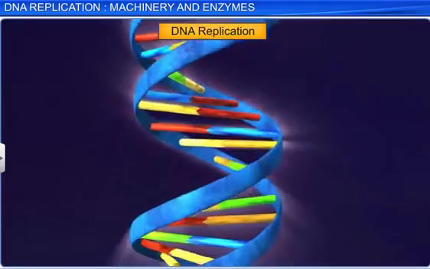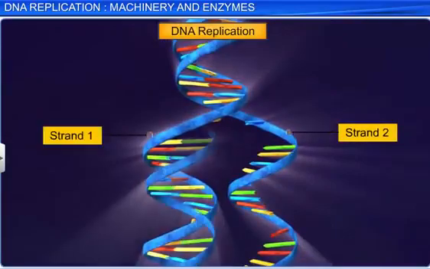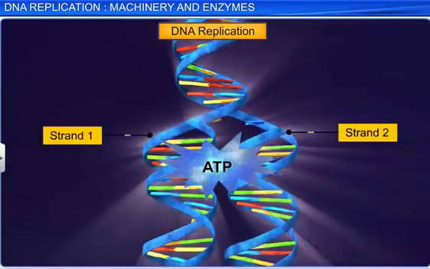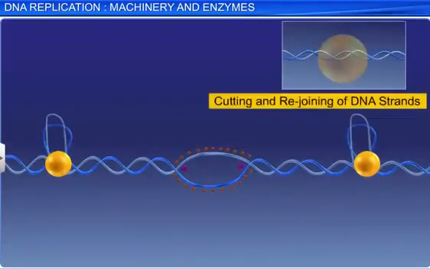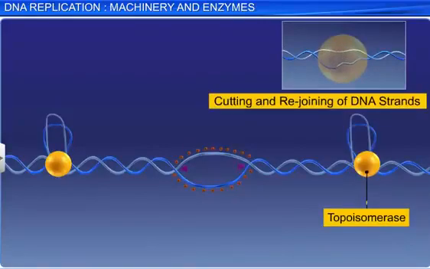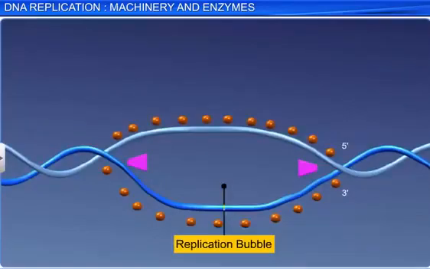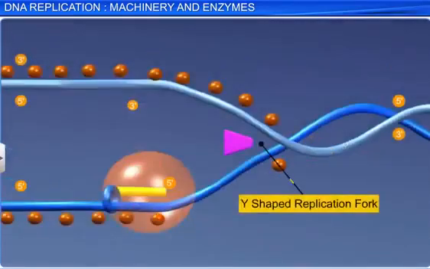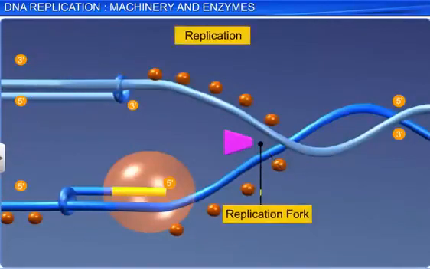Due to the high energy requirement, the two DNA strands do not always separate completely, especially in the case of long DNA molecules. However, to facilitate the separation of a DNA helix, the enzyme topoisomerase cuts and rejoins one strand of DNA. This then unzips the double-stranded DNA. As a result, replication bubbles are formed that extend as a Y-shaped replication fork. This replication fork is actually a small opening in the DNA helix where replication occurs.